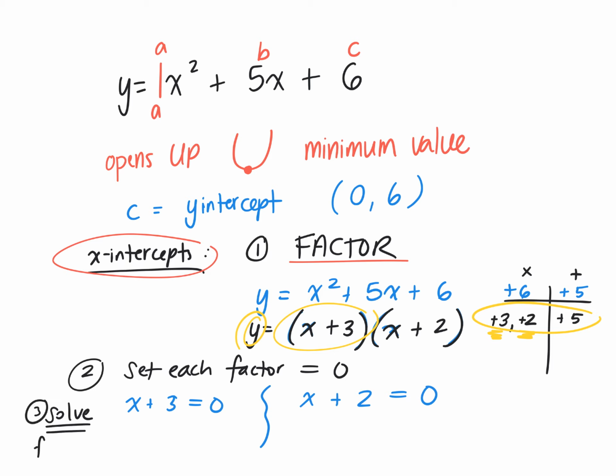Solve for x. Well, if x plus 3 equals 0, what does x equal? Negative 3. That's the first x-intercept. If x plus 2 equals 0, what does x equal? Negative 2. That's the second x-intercept. That's it. You're done. You found the x-intercepts.